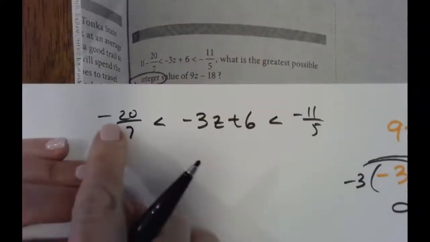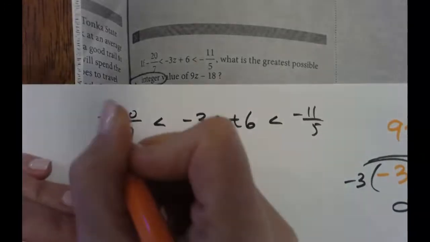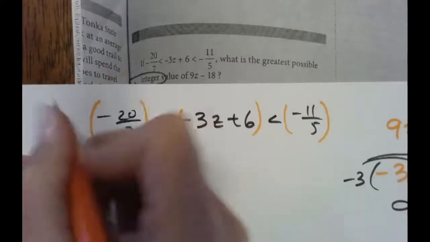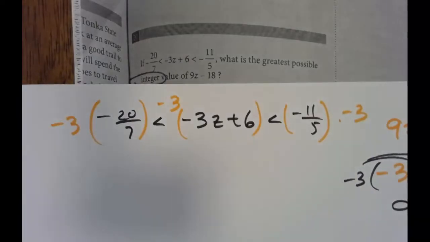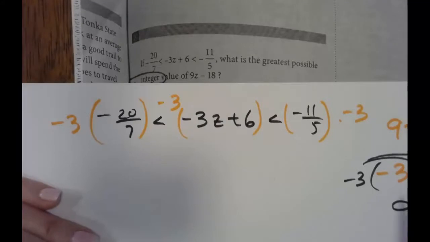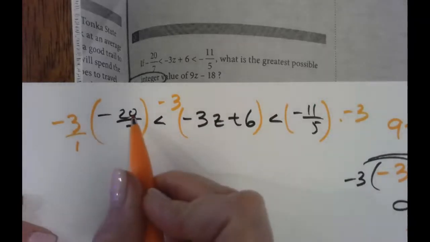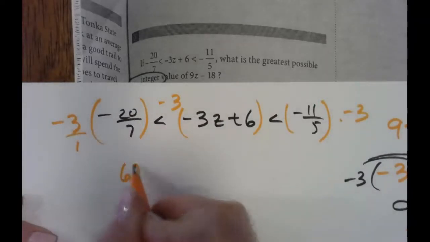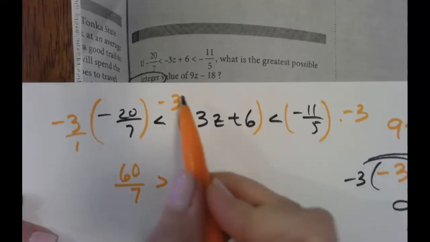We are going to take this entire inequality and multiply everything by negative 3. Times negative 3, times negative 3, times negative 3. Because here's the reality. We don't care what z is, but we do care what 9z minus 18 is. So negative 3 over 1 times negative 20 over 7 is 60 over 7. And then these are changing, not that that really matters.